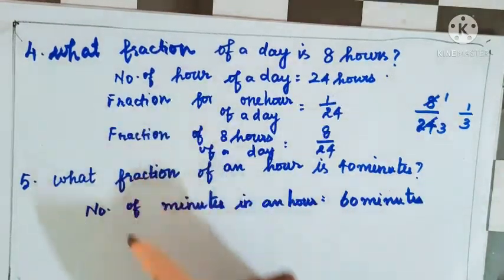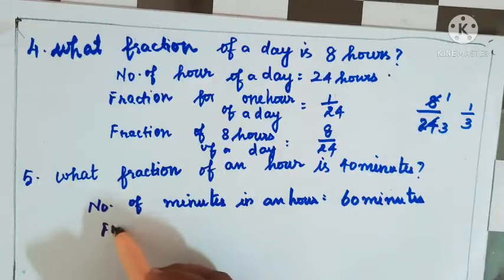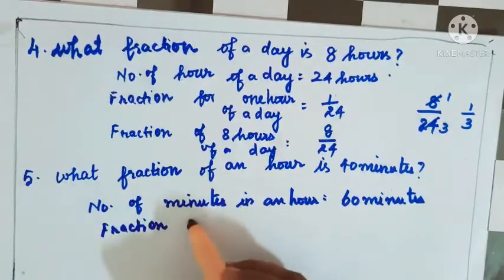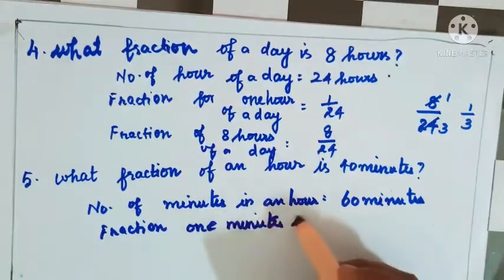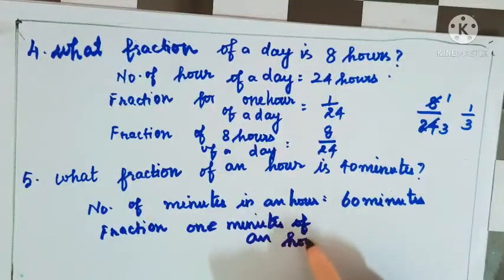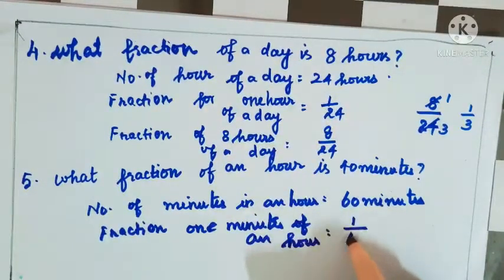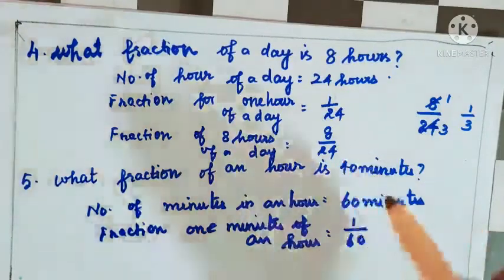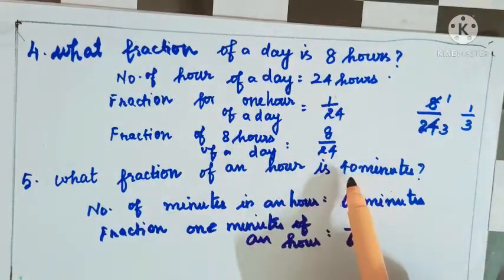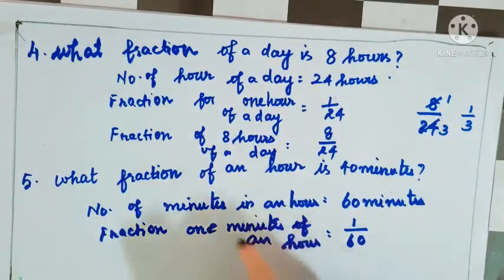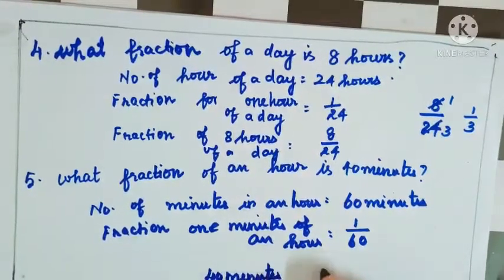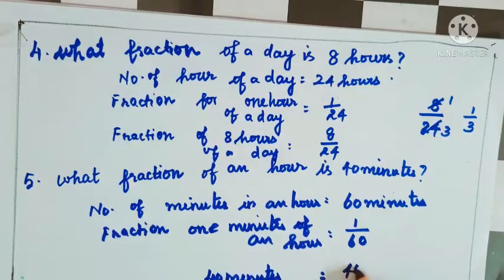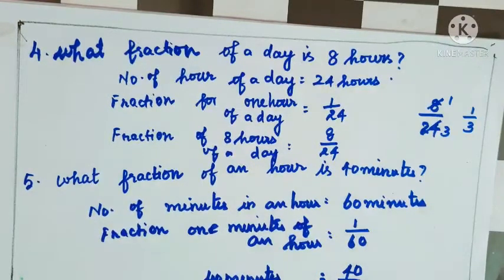Now what next step is what? The fraction of 1 minute of an hour is equal to 1 by 60. So the fraction you got for 1 minute. Therefore, how many minutes you need? For 40 minutes, same thing you have to write: fraction of 40 minutes is equal to, what do you have to write? 40 divided by 60. So this is the answer.